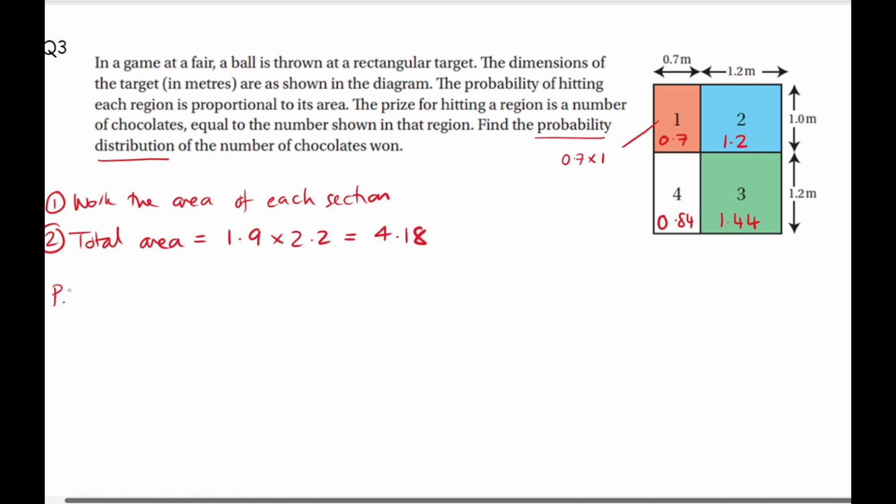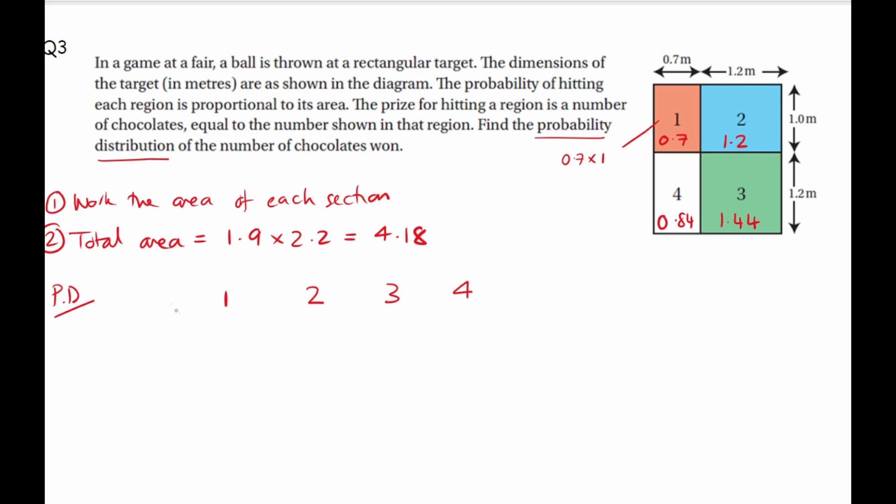So in terms of this, I could then draw my probability distribution. Here, the possible chocolates we could have are going to be 1, 2, 3, and 4. Now we could potentially have, so in a game a ball is thrown at a rectangular target, so we could have 0. So let me just add a 0 there, because you could miss the target completely, which is not something you want to do. If I then write x equals, what I then need to do is work out each of these probabilities.